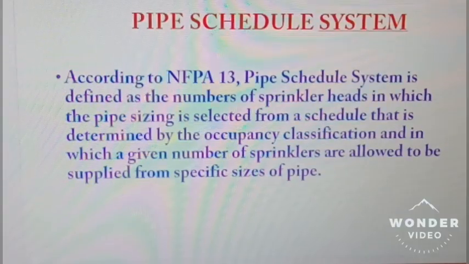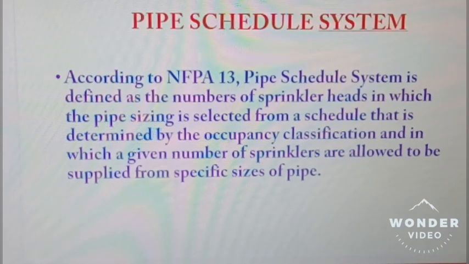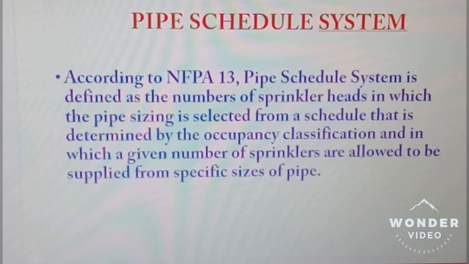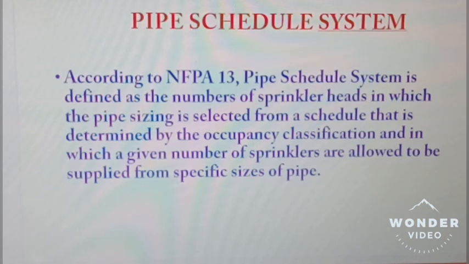Pipe schedule system. According to NFPA 13, pipe schedule system is defined as the numbers of sprinkler heads in which the pipe sizing is selected from a schedule that is determined by the occupancy classification, and in which a given number of sprinklers are allowed to be supplied from specific sizes of pipe.